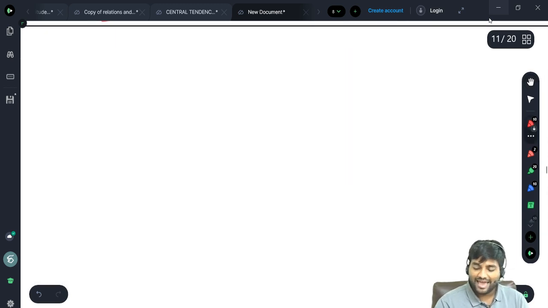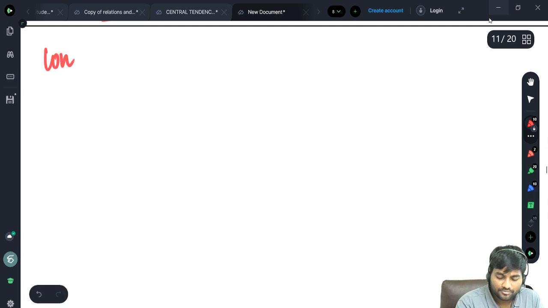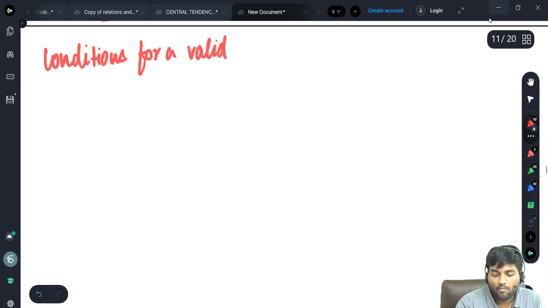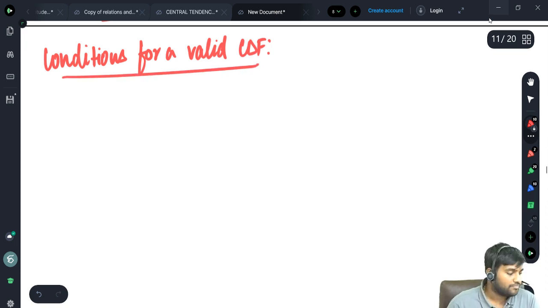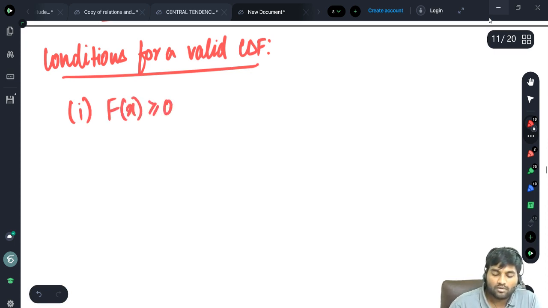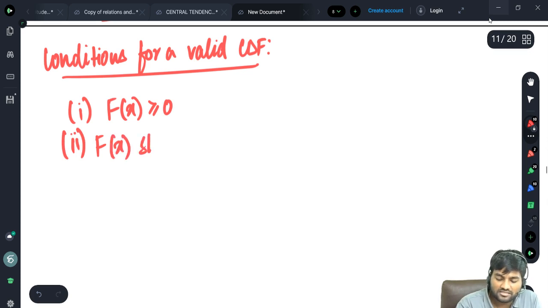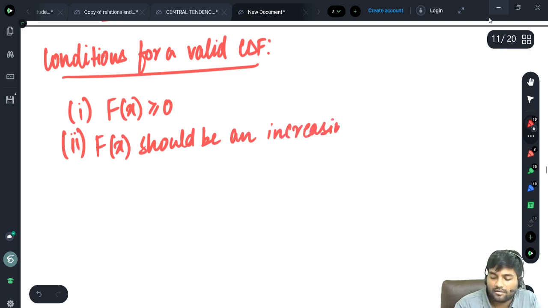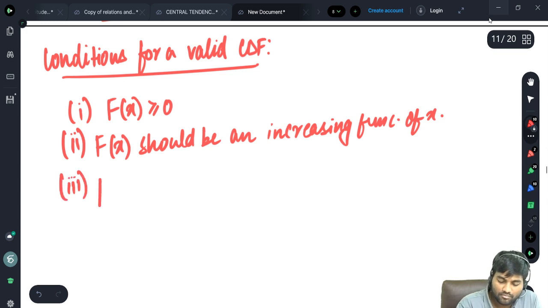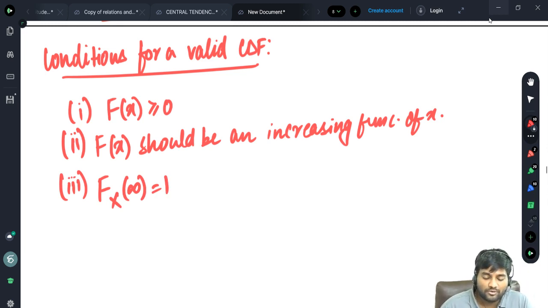Next, conditions for a valid CDF. F(x) should be greater than or equal to 0. F(x) should be an increasing function of x. F(infinity) should be equal to 1. So basically the last value should always be equal to 1.